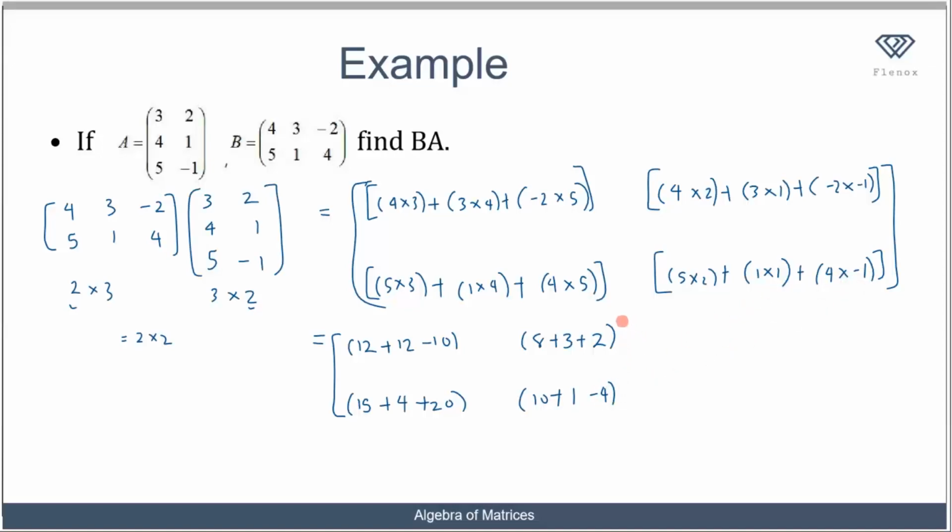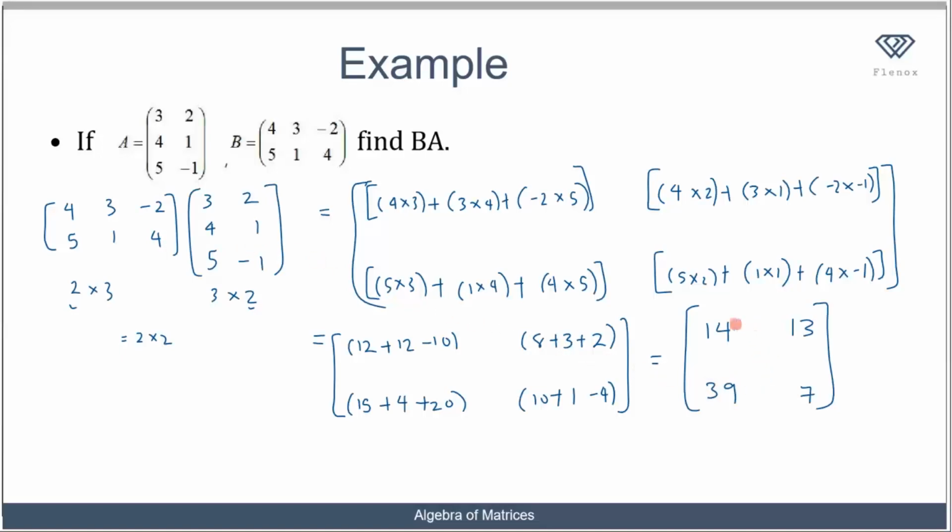So when I solve this, what would this result into? 12 plus 12 is 24 minus 10, gives me 14. 8 plus 3 is 11 plus 2 gives me 13. 15 plus 4 is 19 plus 20 gives me 39. And 10 plus 1 is 11 minus 4 gives me 7. So when I multiply these two matrices together, the result is given by this.